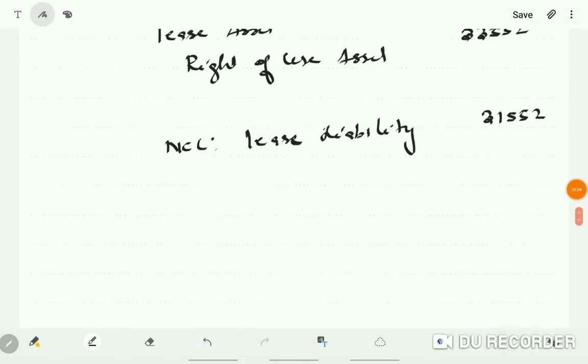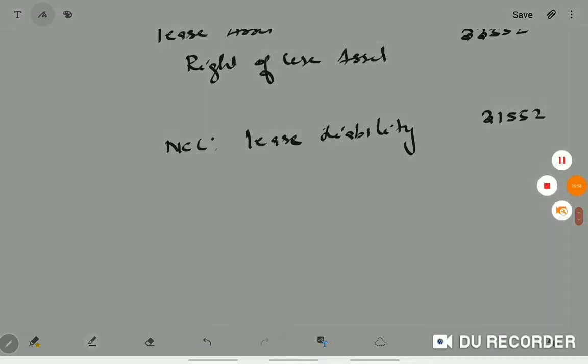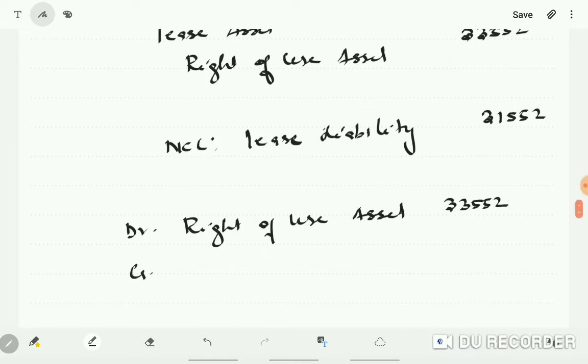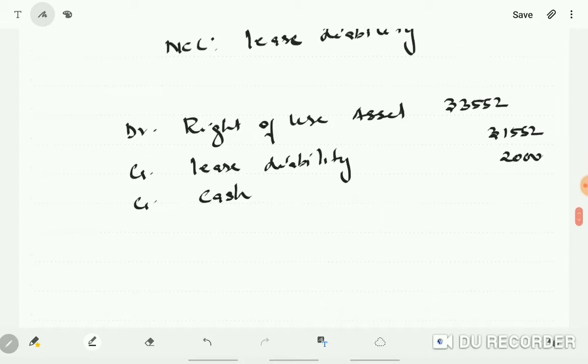They asked us to show the journal entry for this. So the journal entry will be debit the right of use asset, how much? 33,552, credit lease liability 31,552, and they paid cash 2,000 for the expenses. Okay, this is the journal entry on initial recognition. Next one, we will see subsequent recognition for the same question.